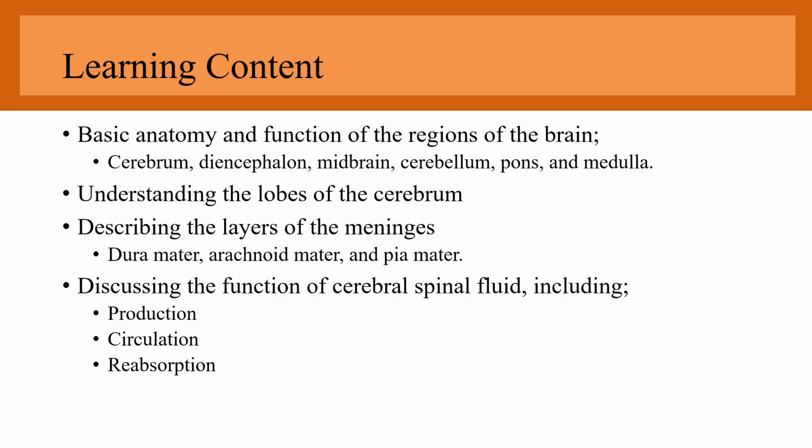Some of the content that we're going to be going over in this slideshow is the basic anatomy and functions of the regions of the brain. The regions that we're going to be talking about are the cerebrum, the diencephalon, the midbrain, the cerebellum, the pons, and the medulla. We're also going to understand the lobes of the cerebrum. We're going to describe the layers of the meninges, which are the dura mater, the arachnoid mater, and pia mater. And lastly, we're going to discuss the function of cerebral spinal fluid. These functions include production, circulation, and reabsorption.